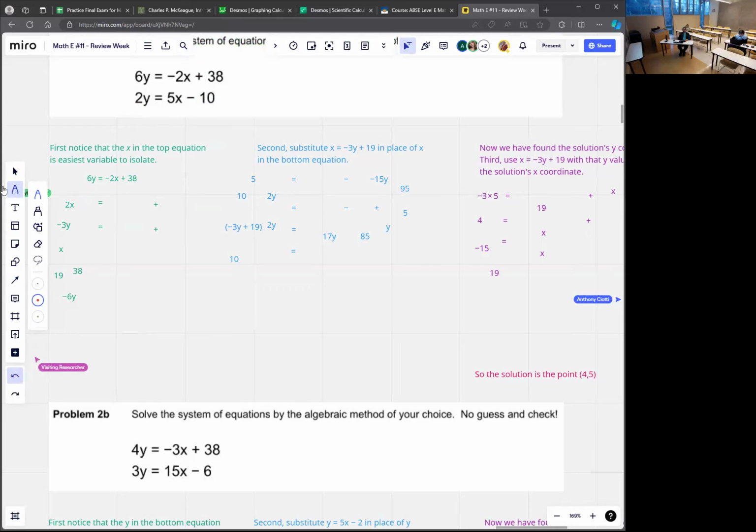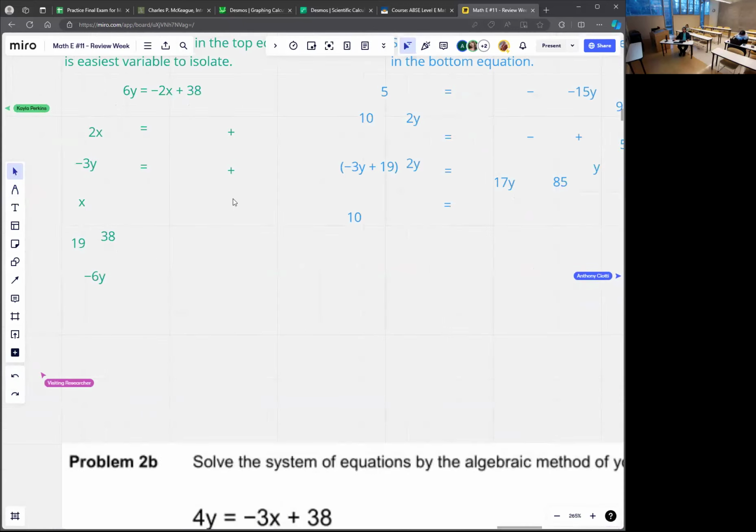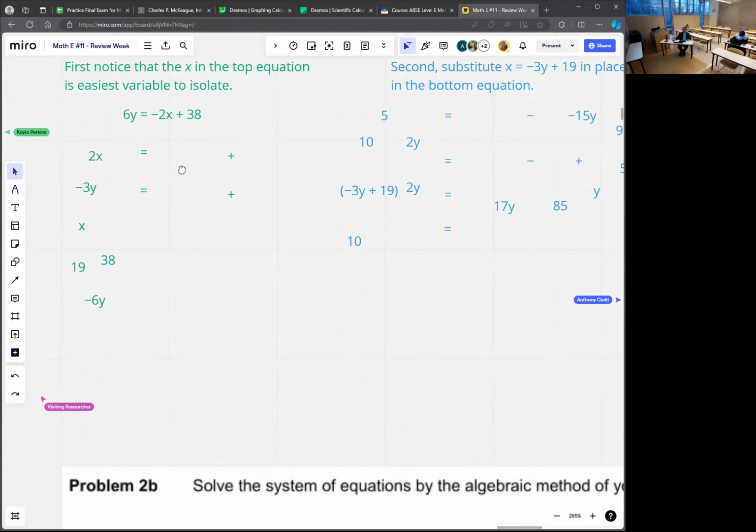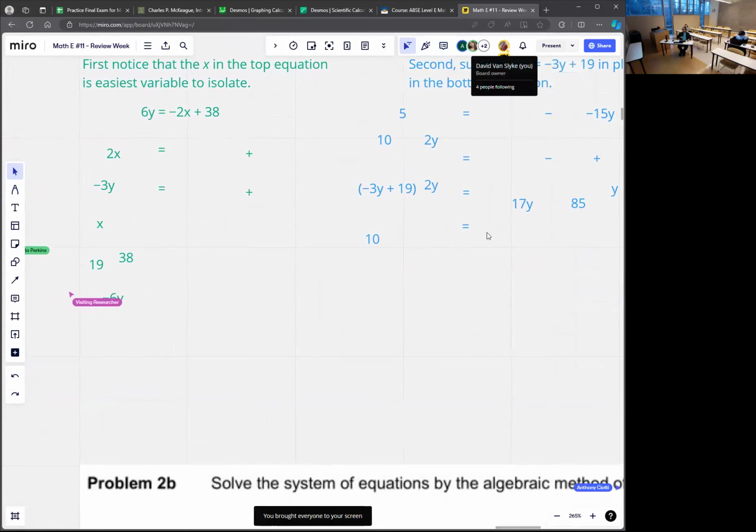Right. So go ahead and do the green puzzle here. So take 6y equals -2x plus 38. I'm going to pull you all towards me. And solve that to get x equals blah.